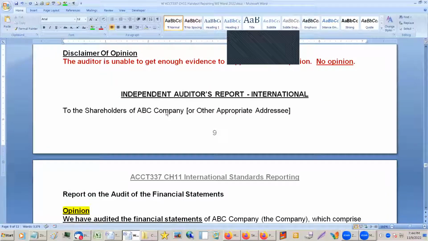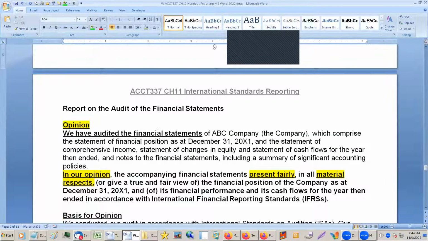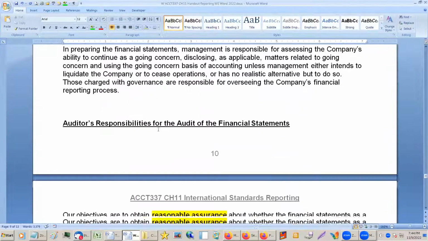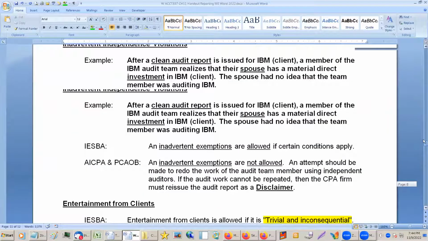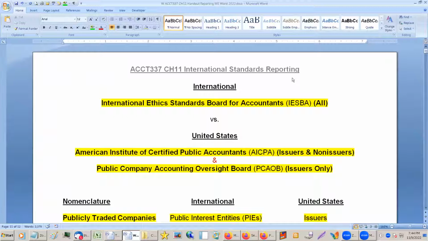I think we're done, aren't we? Yeah, we talked about this already. Yeah, that's just the audit report. Okay. Okay, well, there's that for that one.